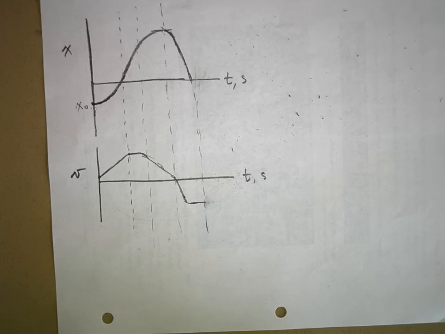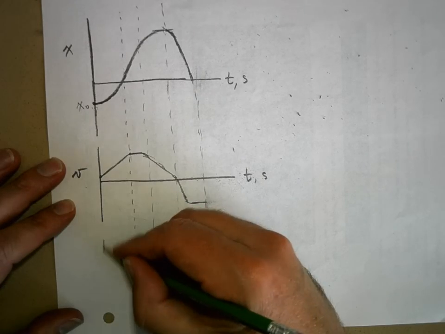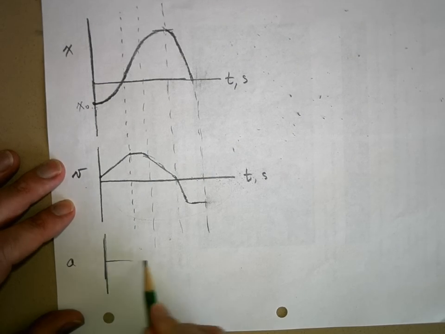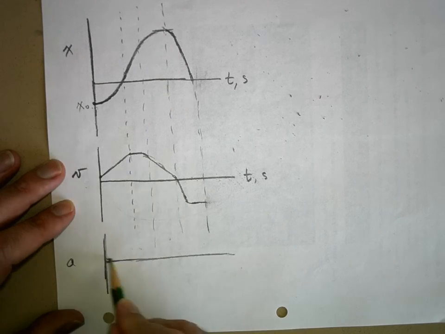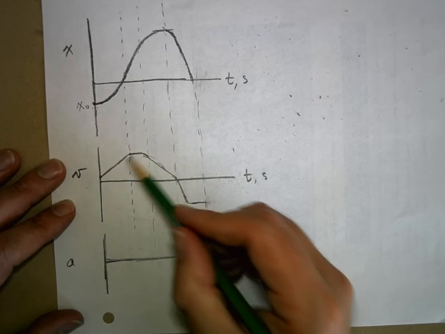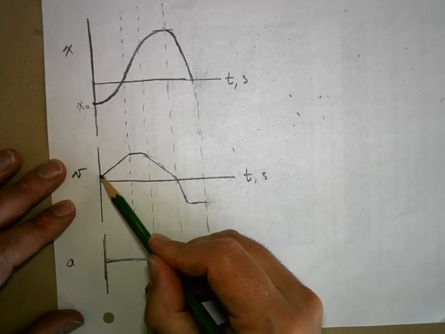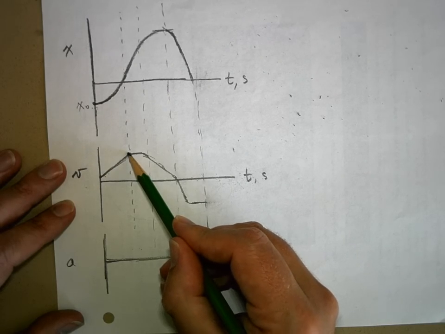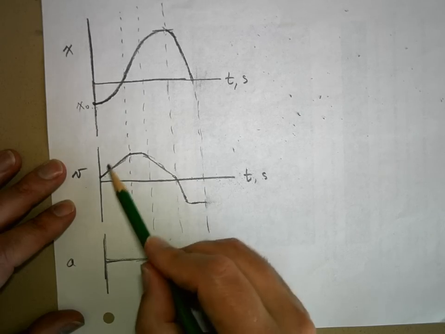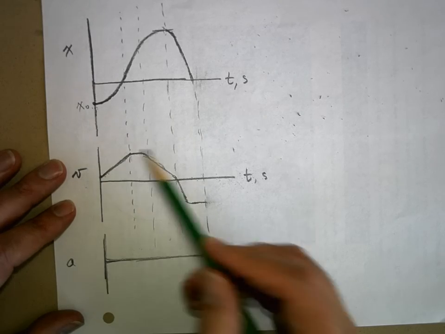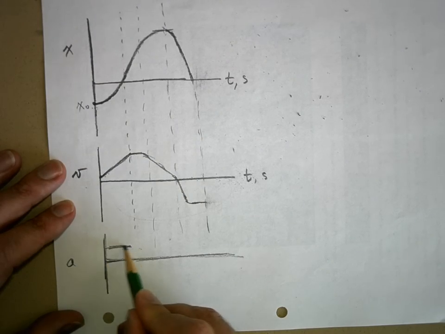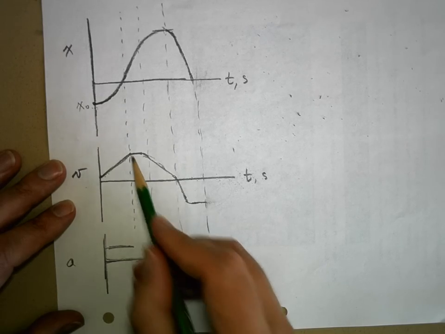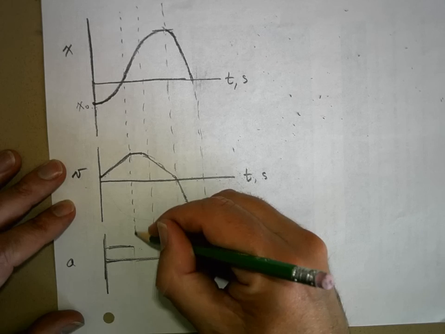Okay, so now we're going to do acceleration as a function of time. I'm going to look at the slope of this. What is the slope doing right in here? It looks pretty constant. Is it constant positive? Yeah, so I'm going to call this a constant positive. And then boom, what's the slope doing here? Let's extend these lines all the way down.